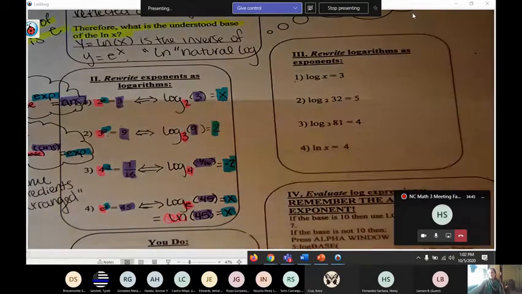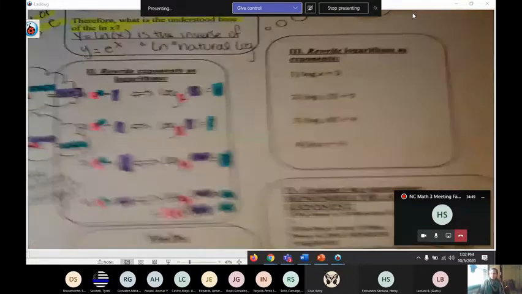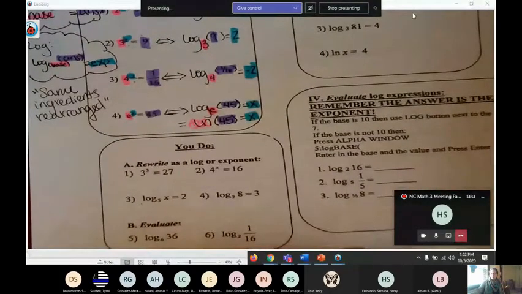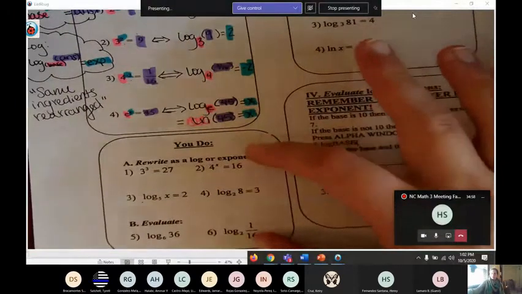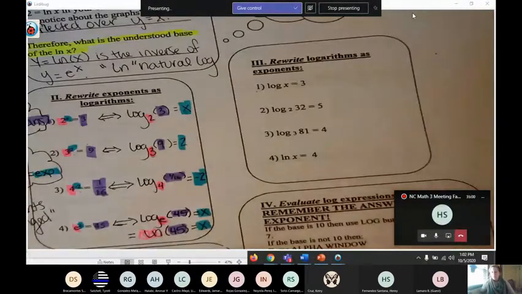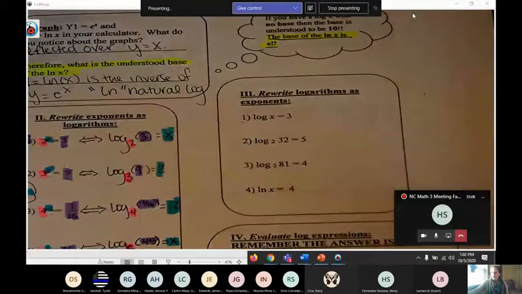All right, and part 3 here. Down here, we have a bunch of you-dos. I will post this same paper with solutions at the bottom, but I want you guys to try to do these on your own, okay? In part 3, we're rewriting logarithms as exponents. We're doing the same thing, but going backwards.